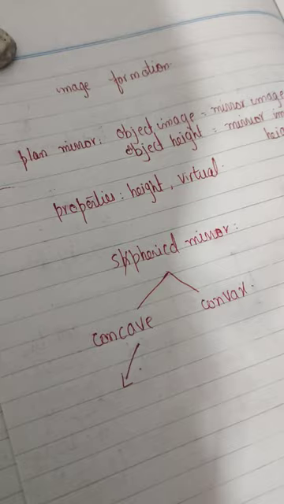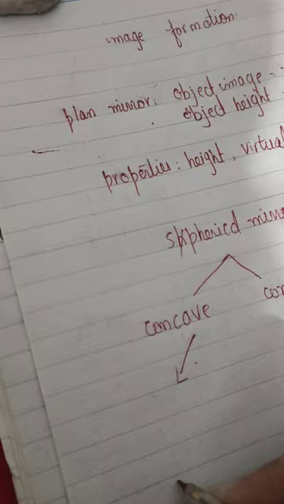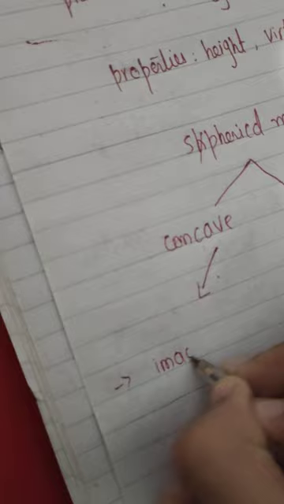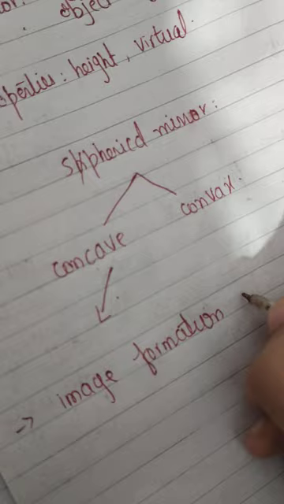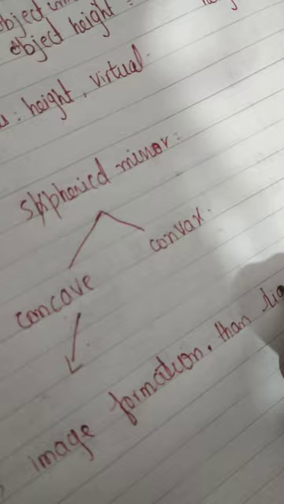Let me clear one thing about the plane mirror. The property of the plane mirror is that the image will be drawn first, and then the light rays will be drawn. So this was the property of the plane mirror.